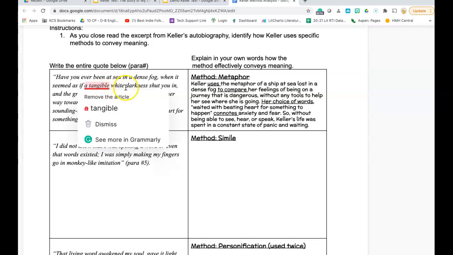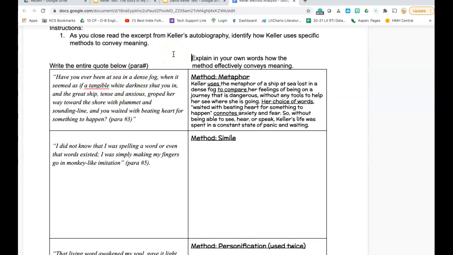Have you ever been at sea in a dense fog when it seemed as if a tangible white darkness shut you in, and the great ship, tense and anxious, groped her way toward the shore with plummet and sounding line, and you waited with beating heart for something to happen? So let's just ignore these terms, plummet and sounding line. Those are tools on a ship that we don't know enough about. Most people don't.